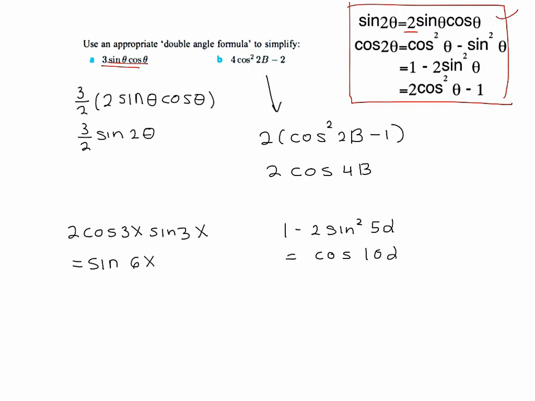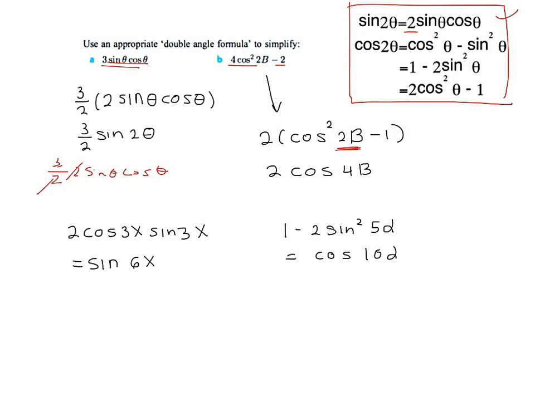Checking the answer, you can also do 3 over 2 sine of 2 theta, which we know sine of 2 theta is equivalent to 2 sine of theta and cosine of theta. So the 2's will cancel out. You're left with 3 sine of theta, cosine of theta, which is the problem given to us. Second one, we have 4 cosine squared 2b minus 2. So here we have a common factor of 2 in these two terms. So factor out the 2, and then we're left with cosine squared 2b minus 1.